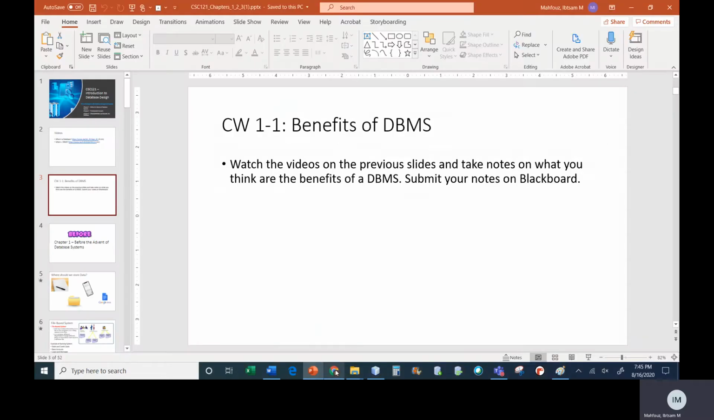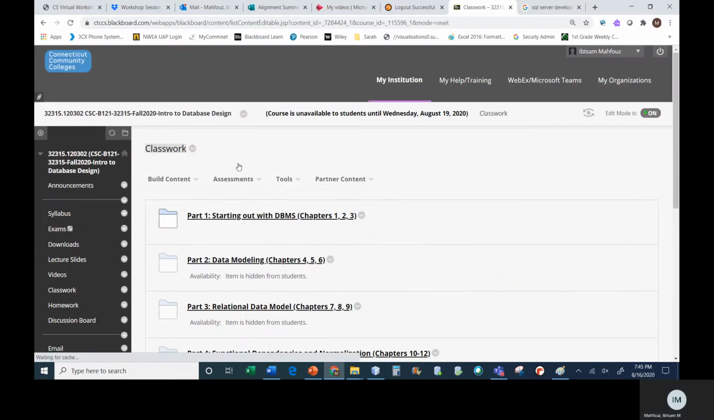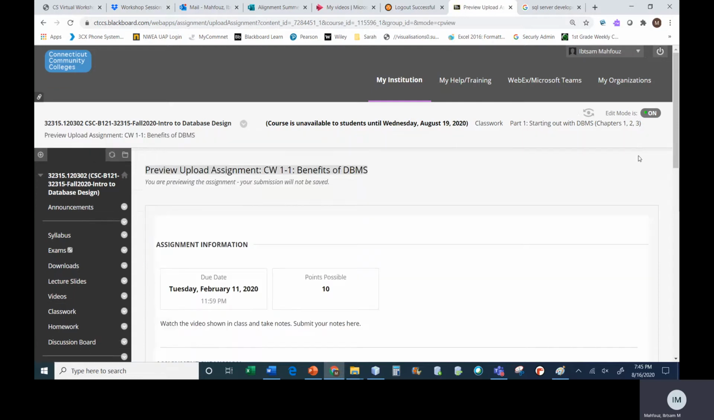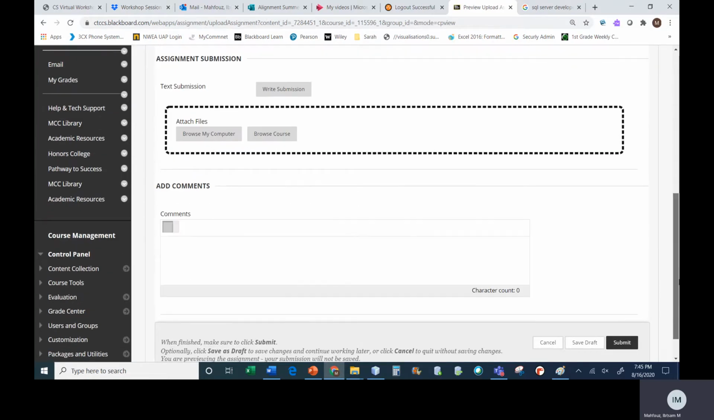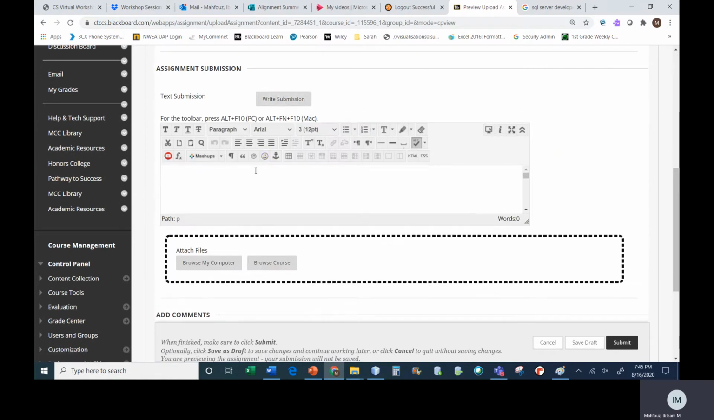On Blackboard, if you click on Classwork on the side, and then find part 1, which is chapters 1 through 3, you're going to find the classwork assignments. The first one is 1.1 benefits of a database management system. You're going to click on that link, and you'll find a button called Write Submission. Click on Write Submission, and there you're going to be able to type all your notes.